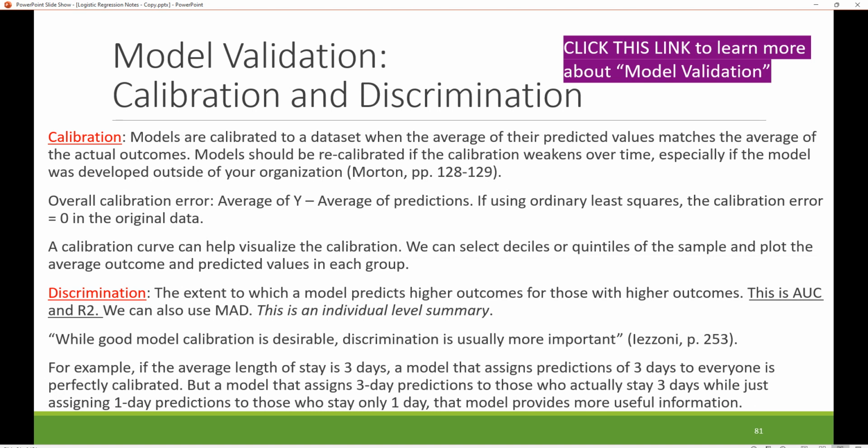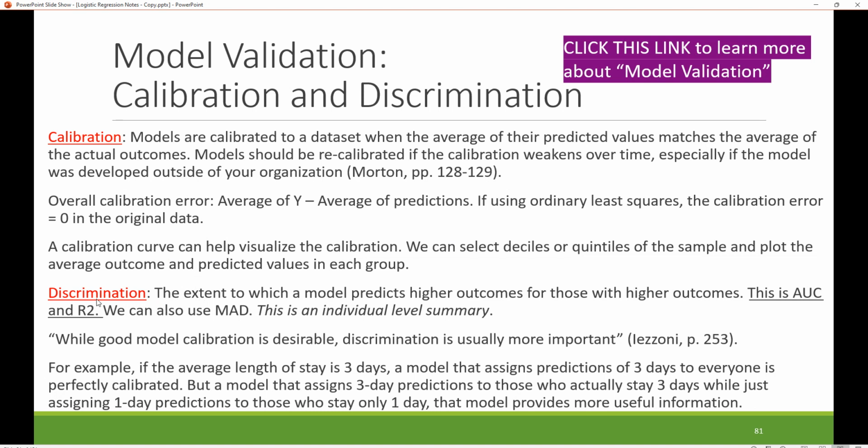But it gives us a visual representation of that calibration. Instead of looking at the overall calibration error, which represents all patients or all cases, we can do a calibration curve and see how it looks for 10 different groups based off of their prediction score.